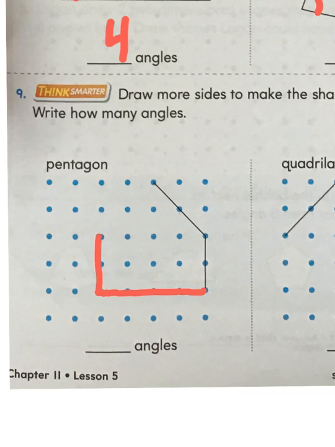4 sides. 5 sides. Did you draw what I drew? And let's go ahead and count the angles. 1, 2, 3, 4, 5. 5 angles.